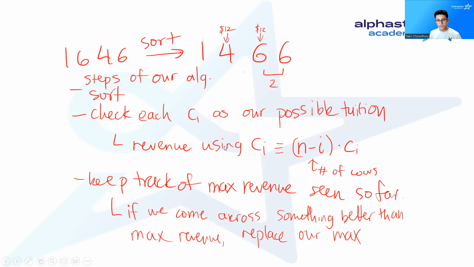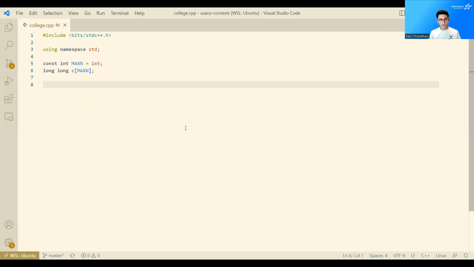Okay, so let's look at the implementation. It is actually fairly simple. So, this code. We start by including bits and using our standard namespace. Here maxn is 185, and we will create an array C of size maxn. And then now we can actually start writing out our function.